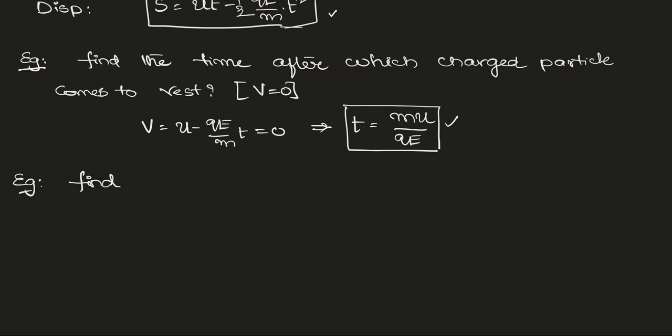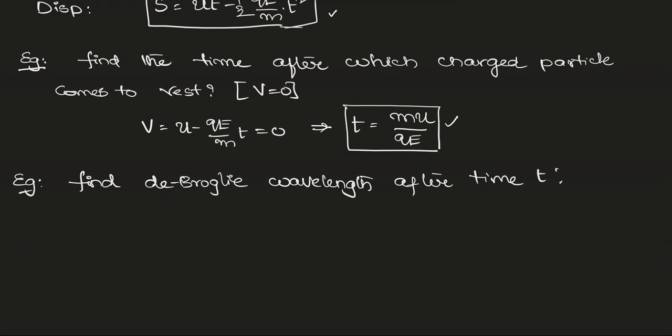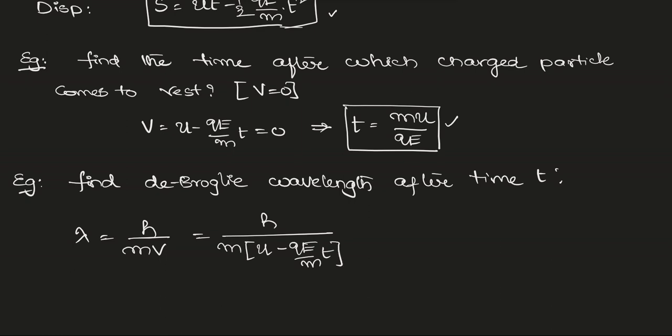Find de Broglie wavelength after certain instant of time. After time t, that will be equal to h by mv. That is equal to h by m into u minus qE by m into t.